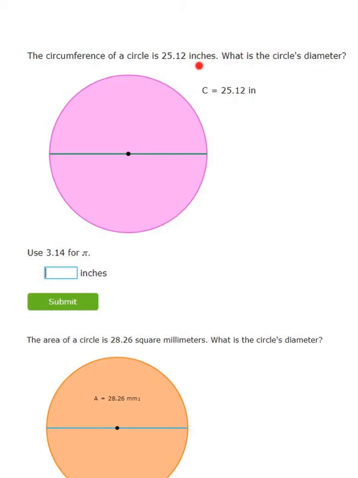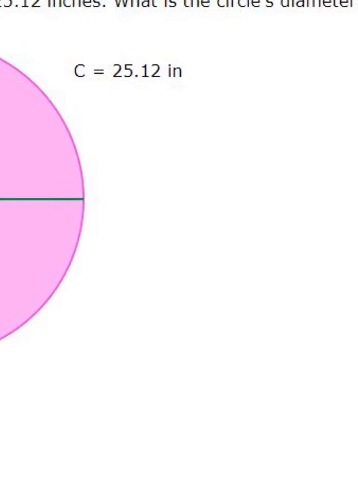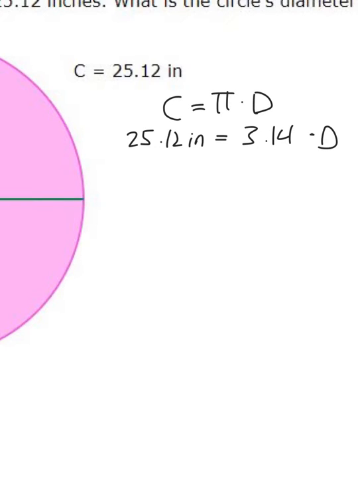So in this problem, they tell us that the circumference of the circle is 25.12 inches, and they're asking us to find the diameter. The first thing we want to do is write down the formula for the circumference of a circle. We know that circumference is equal to pi times diameter. And in this case, they've given us 25.12 inches for the circumference, and they told us to use 3.14 as our approximation for pi. So the only thing we don't know is the diameter.